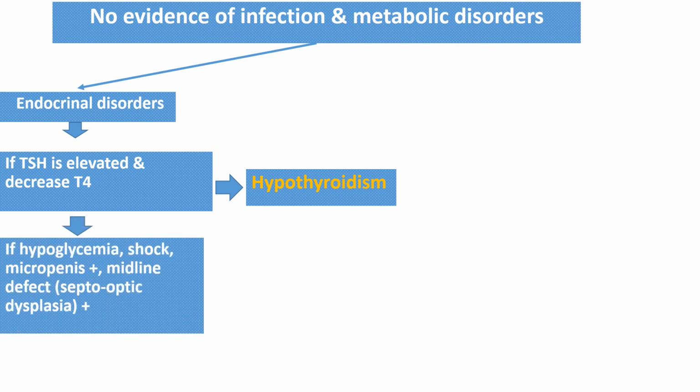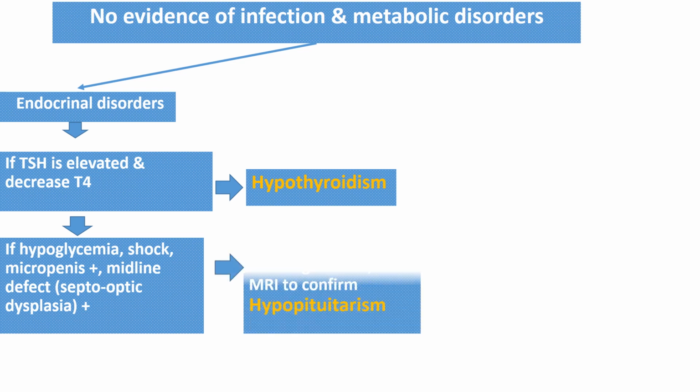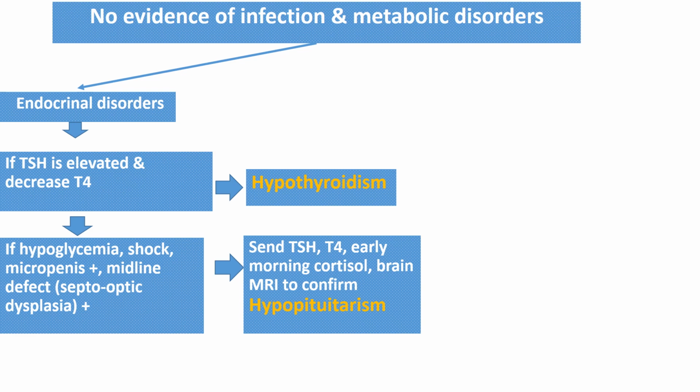If it is also not there, and the newborn is having hypoglycemia or shock due to adrenal insufficiency, also having micropenis, midline defect, septo-optic dysplasia, then think about hypopituitarism. If the newborn is having panhypopituitarism, then we have to send all the hormone levels: TSH, T4, early morning cortisol, and brain MRI to confirm it.